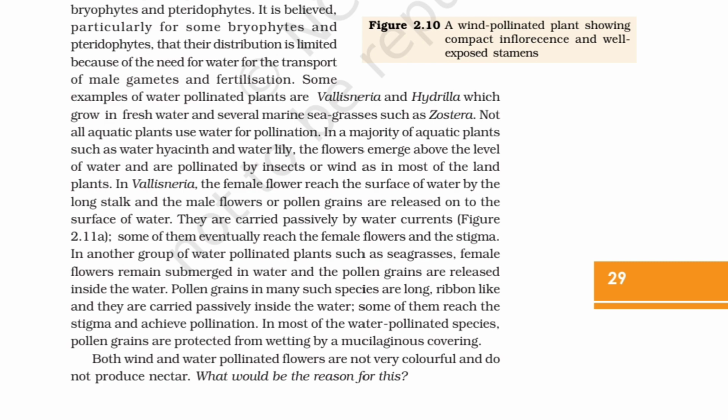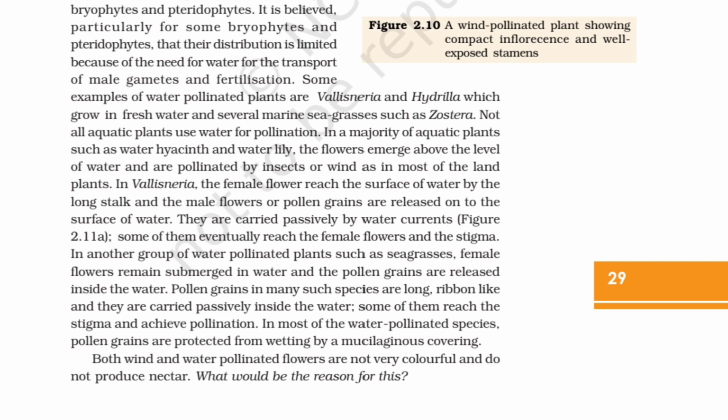Not all aquatic plants use water for pollination. In a majority of aquatic plants such as water hyacinth and water lily, the flowers emerge above the level of water and are pollinated by insects or wind as in most of the land plants. In Vallisneria, the female flower reaches the surface of the water by a long stalk and the male flowers or pollen grains are released onto the surface of water. They are carried passively by water currents. Some of them eventually reach the female flower and the stigma.